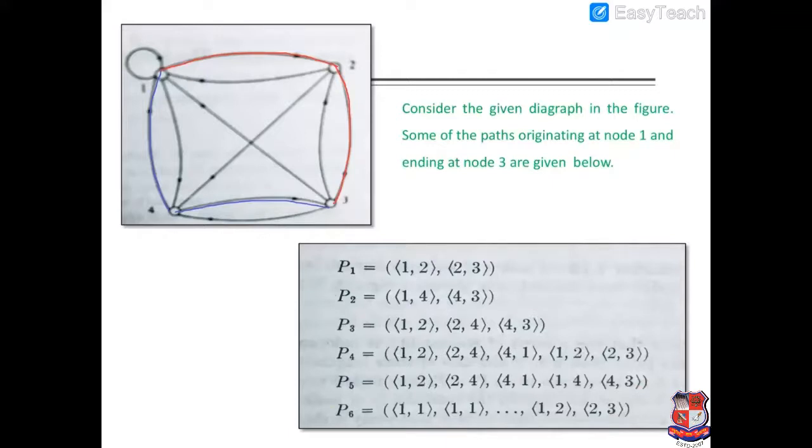So here there are different paths which originate at the same vertex 1 and end at the same vertex 3. That is, each and every path originates at 1 and ends at vertex 3. So in path P1, (1,2) denotes edge 1,2 and (2,3) denotes edge 2,3. So here we can consider different paths which originate at node 1 and end at node 3 according to the given diagram.